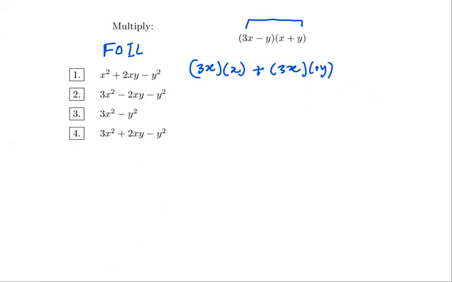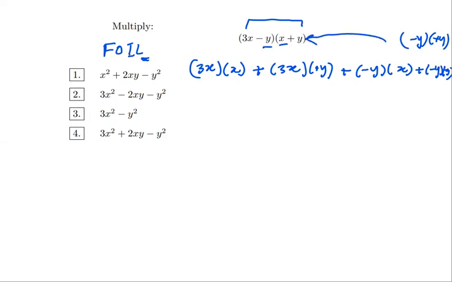times positive y. And then we do the I, which is for inner. So we multiply the inner terms of each of those polynomials. So minus y times x, plus the last terms. L is for last. So we do -y times positive y. So this is -y times positive y, if you're having trouble seeing what I did there. Now we just work things out. 3x times x: we just put the 3 up here and multiply this by that. x times x is x squared.